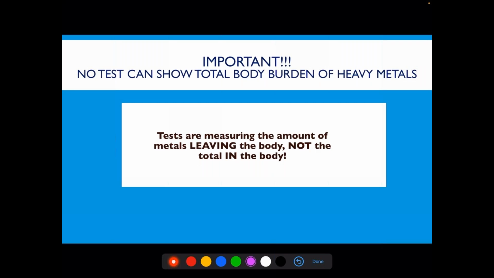No test can tell the total body burden of heavy metals. We made that clear. Please make that clear. If you tell someone, oh, you have tons of it, just saying that is not true. These tests are measuring the amount of metals leaving the body, not the total. That's important. And again, if they're still having other entrances or still putting some of these toxic metals in the system, you'll never know where you're at.